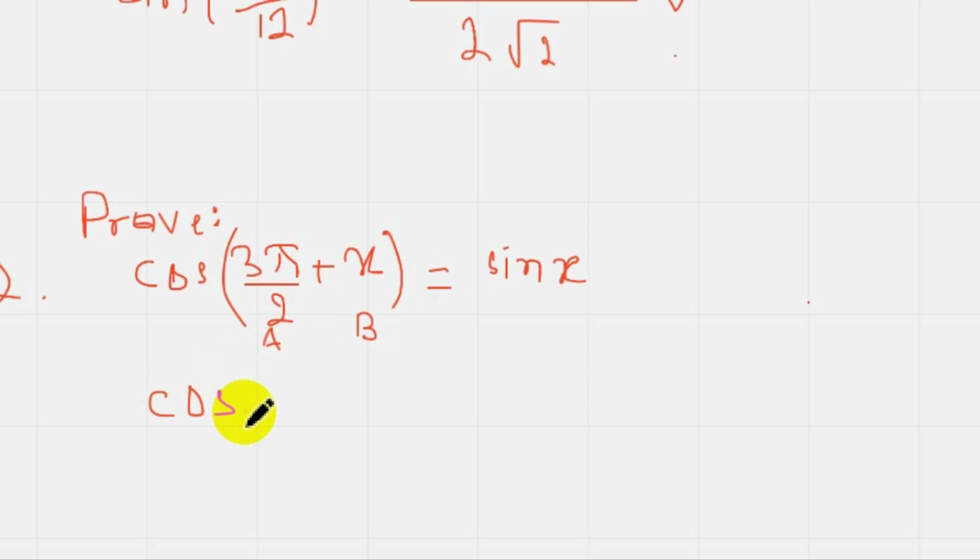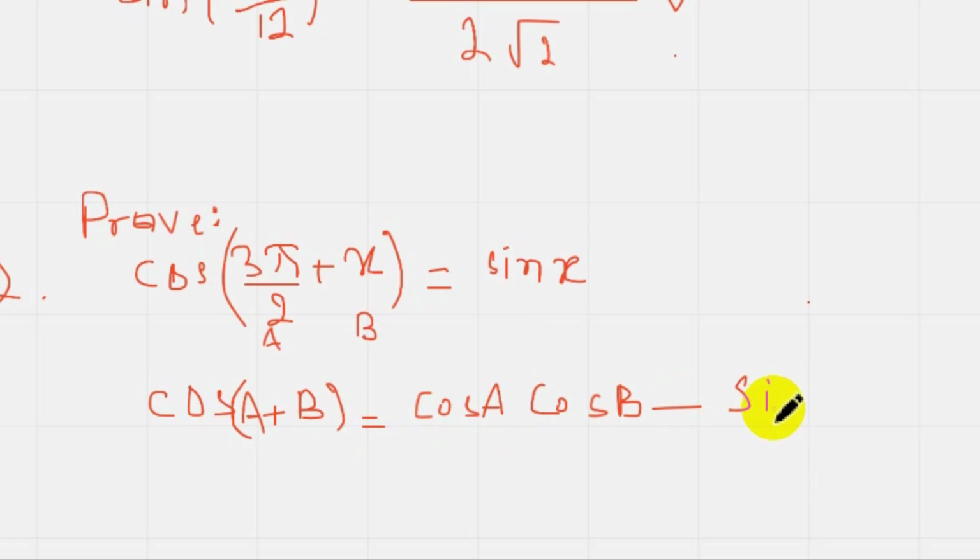The identity is cos(A plus B) equals cos A cos B. If this is plus, then this would be minus. If this is minus, then this one would be plus. You need to be careful there. Then sine A sine B. There we go. Now we just need to plug in the values.